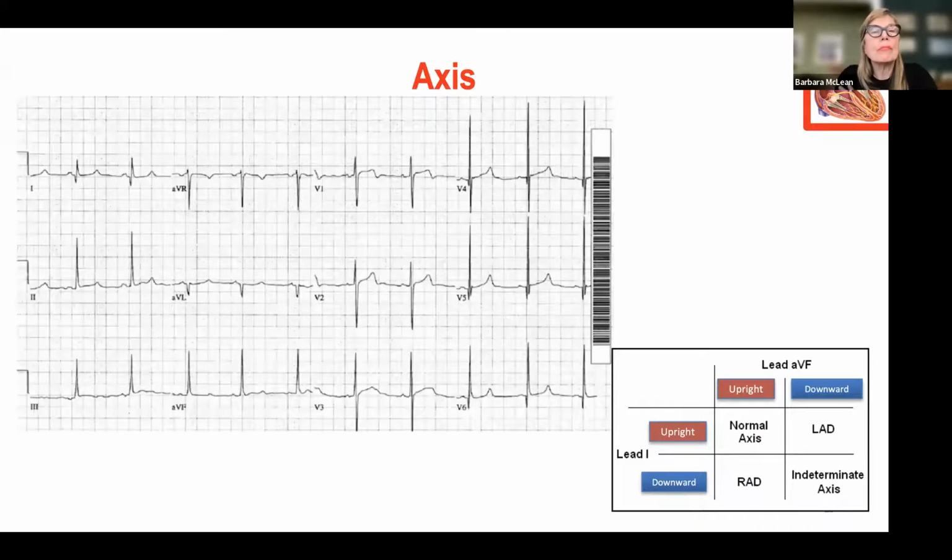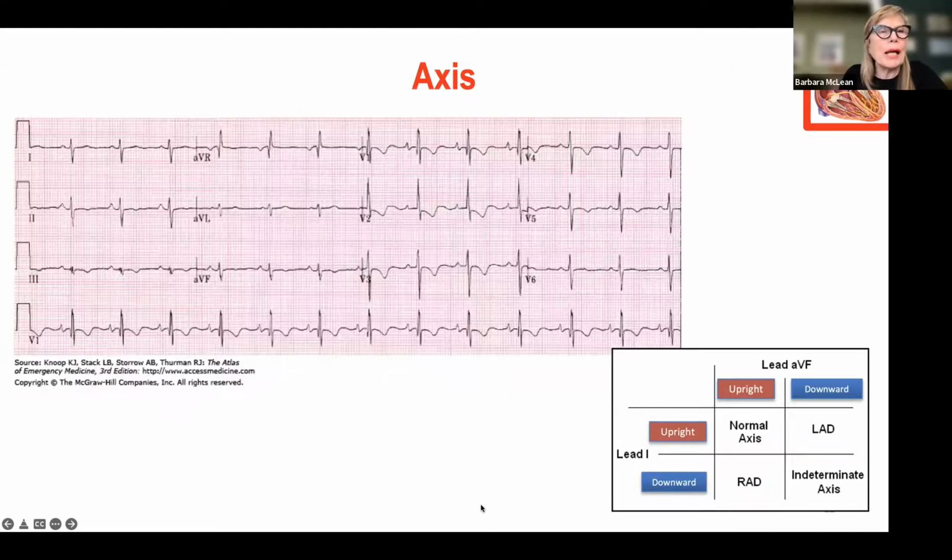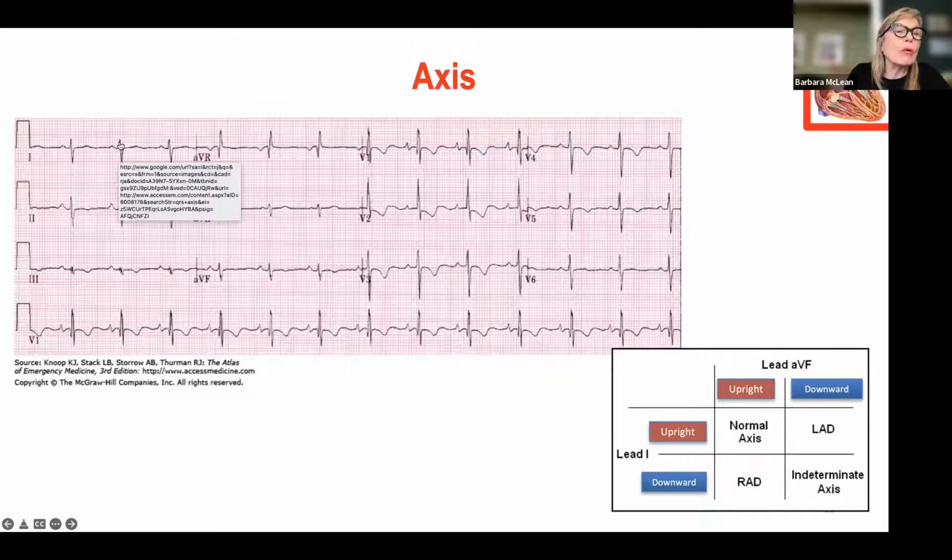All right, and taking a look at this, you can see that you're primarily upright in 1, primarily upright in F. So that means this is normal. Whew. Thank goodness we got a normal. Okay, primarily downwards because you're about 4 boxes up and about 10 boxes downwards.